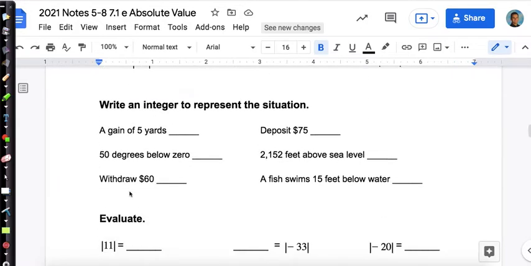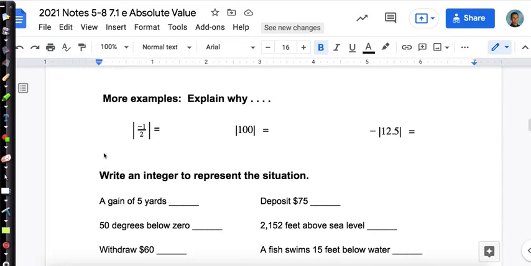And here are some more examples of absolute value, and it says explain why, but we're going to explain it verbally so you don't have to write that down. So the first one, this symbol is absolute value, so it says the absolute value of negative 1/2, which would be 1/2 because it's a half a space away from 0. The second example here is the absolute value of 100, so that would be 100 because it's 100 places away from 0. And one of the biggest misconceptions of absolute value is people think it means opposite. It does not mean opposite. It means the distance from 0.